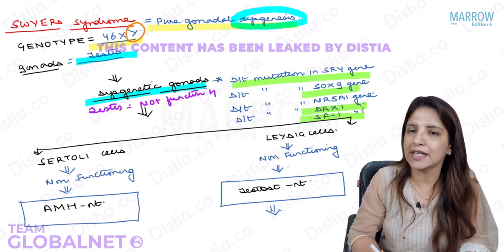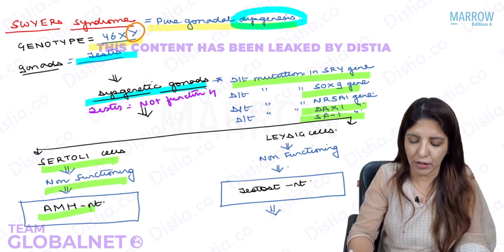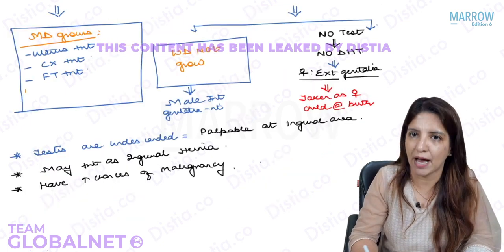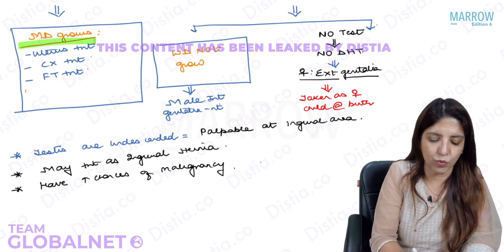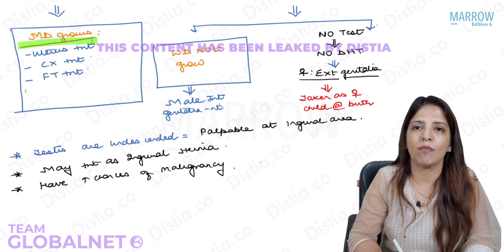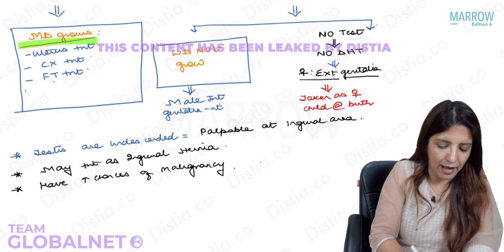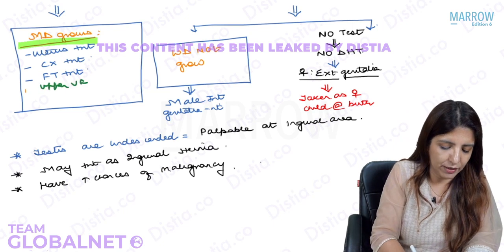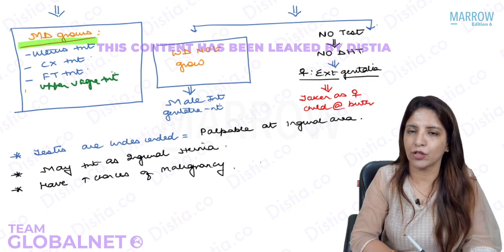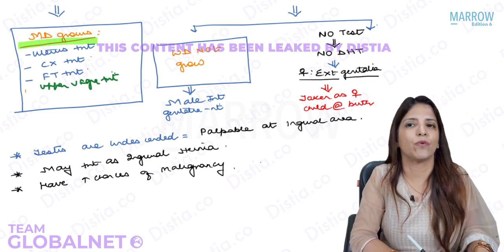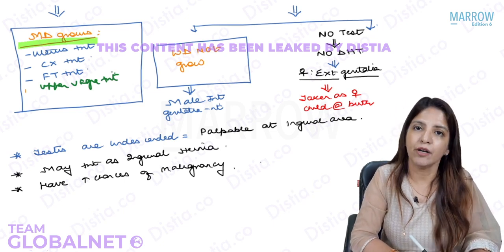Now, when Sertoli cells have become non-functioning, so anti-Mullerian hormone will be absent, and because anti-Mullerian hormone will be absent, in this 46XY individual, Mullerian duct will grow and it will lead to the formation of uterus, cervix, fallopian tube and upper vagina. Right? So in this 46XY individual, the Mullerian duct is growing and you are seeing that uterus, cervix, fallopian tube and upper vagina are present.